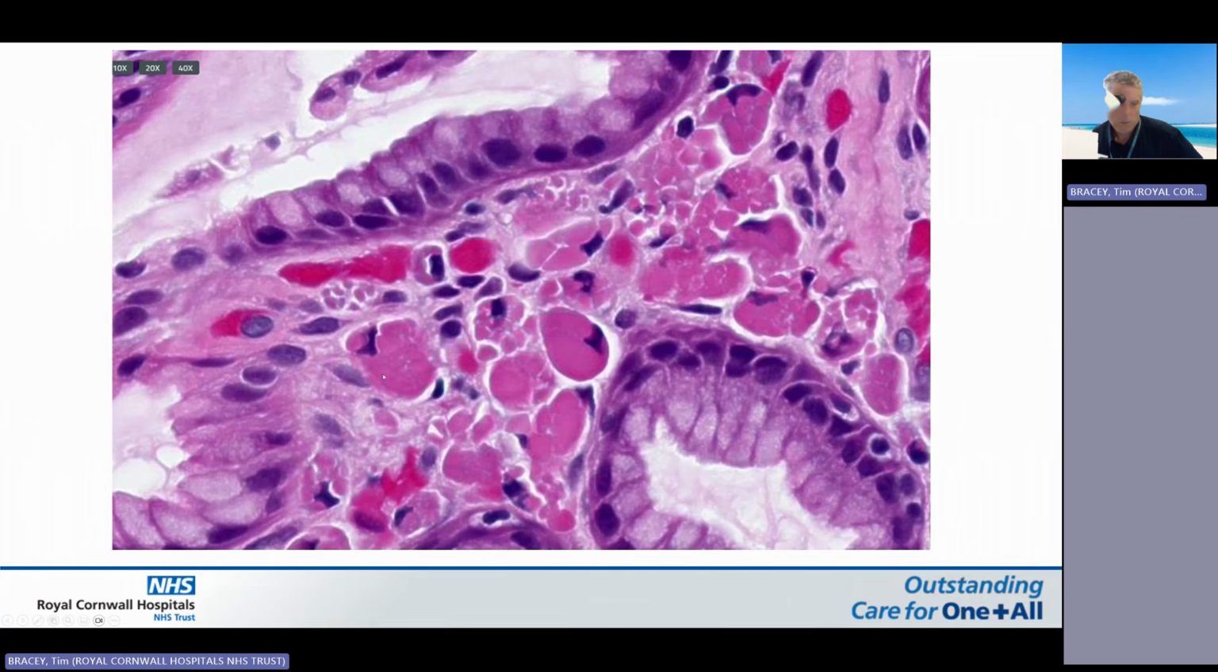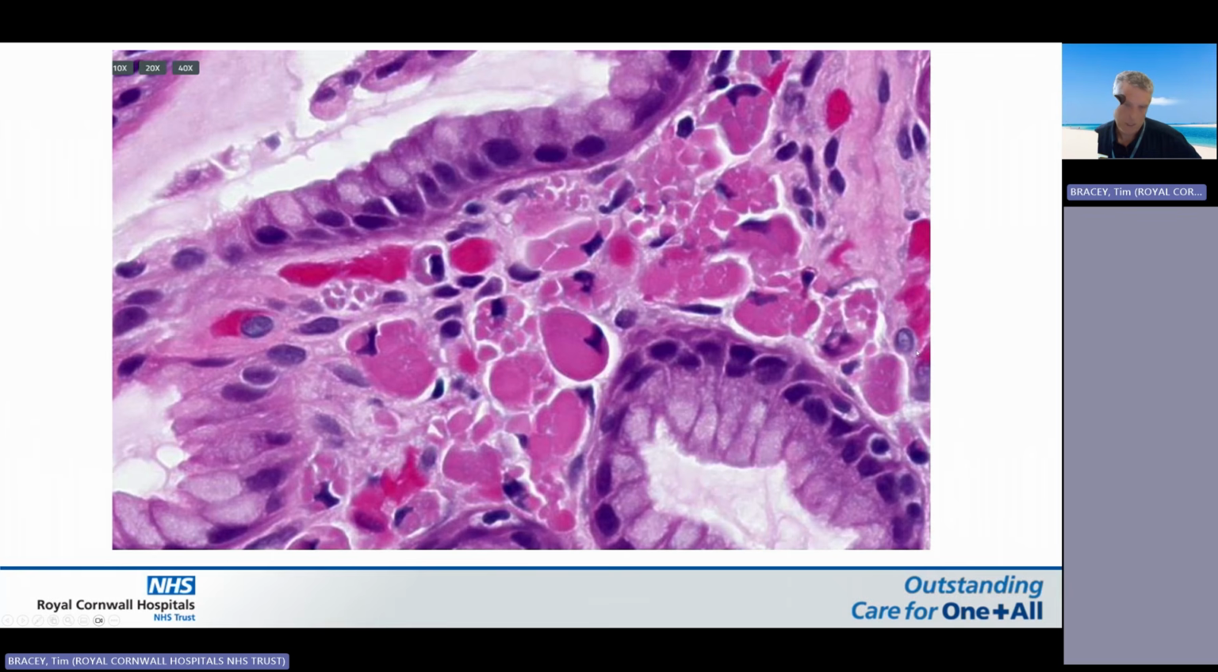These are actually Russell bodies, so they're congested plasma cells. This bright red material, which is immunoglobulins within these abnormal plasma cells, starts to compress the nucleus and form this almost lipoblast-like or signet ring cell-like appearance.